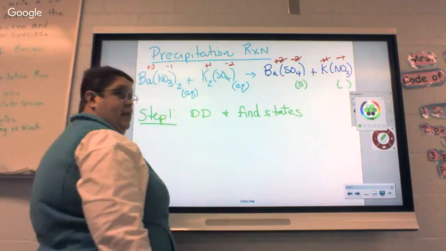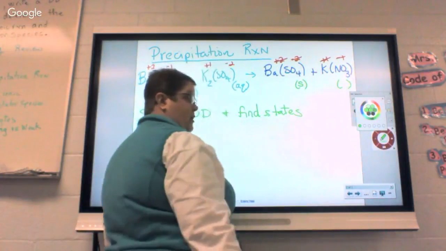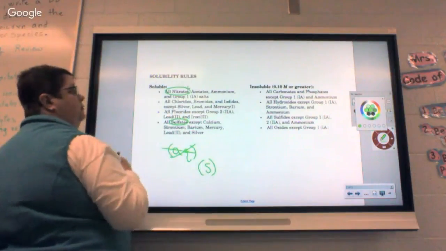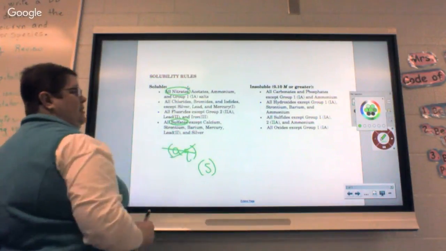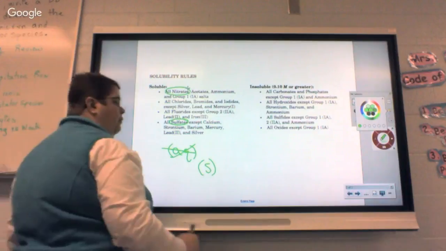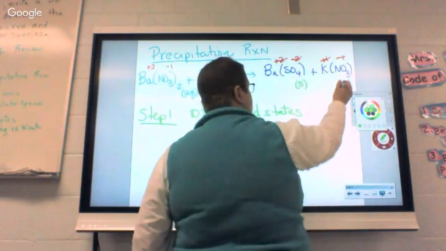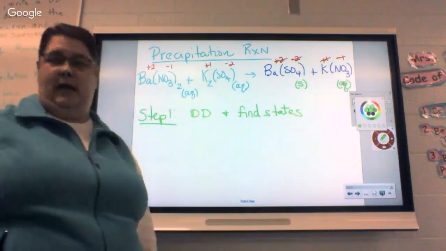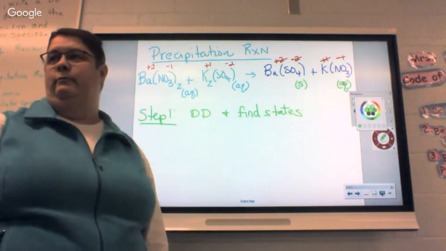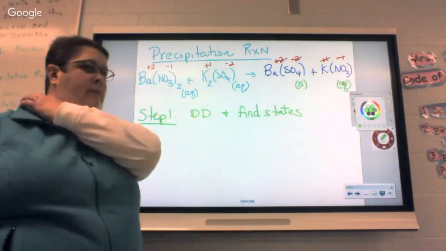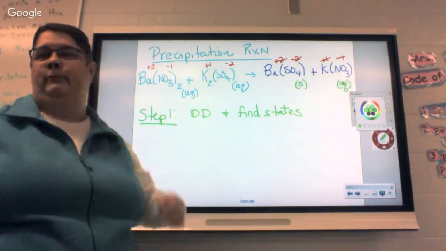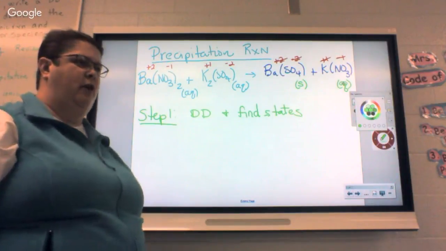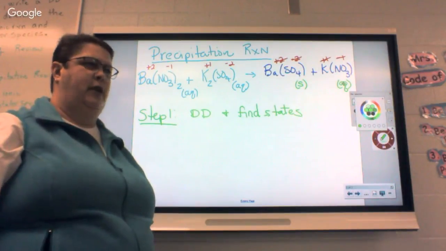All right, double check yourself. Don't just assume, but double check. Make sure you did it right. All nitrates are what? Are there any exceptions listed there? No. So all nitrates are soluble, so AQ. AQ is always soluble. That's correct. Always. Okay. Everybody okay with step 1? Somebody say no?